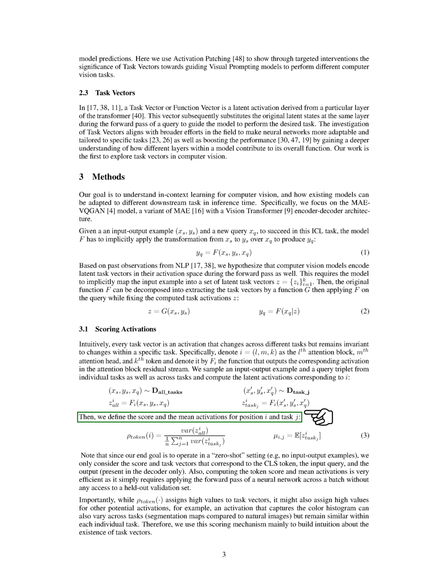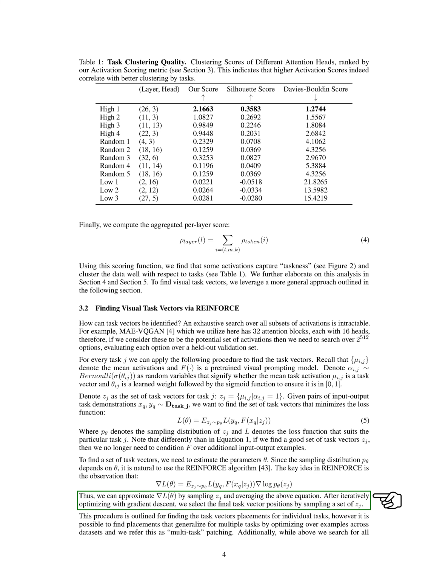Identifying task vectors poses a challenge due to the vast number of potential activations in models like MAE-VQGAN. To address this, we propose a method using the REINFORCE algorithm to find task vectors efficiently. By iteratively optimizing with gradient descent, we determine the optimal task vector positions for individual tasks. This approach can be extended to generalize task vector placements across multiple tasks, a concept we refer to as multitask patching.